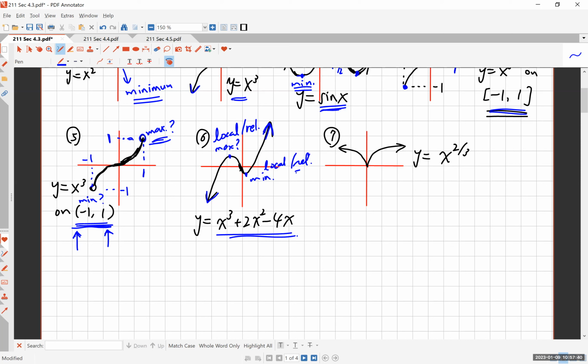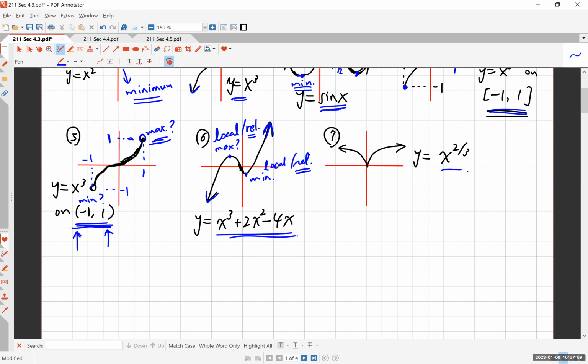Okay. The word relative is used as in opposition to the absolute. Absolute and relative are antonyms. Local is probably a better description of what's happening. But anyway, these are not absolute maximum and minimum. These are local extrema.